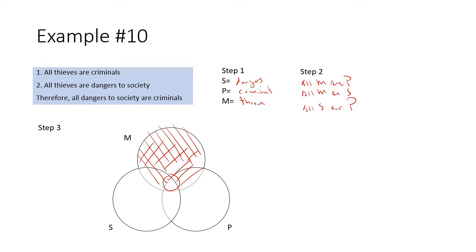The conclusion is saying all S are P. So if that were true, then we would have pushed all the S into the P circle. But you'll notice that this area is still pretty wide open. And so that is not a picture of the conclusion, right? The conclusion is all S are P, and so we don't have a picture of that. And that means that the argument is thus invalid.